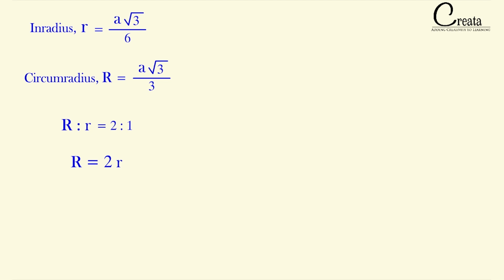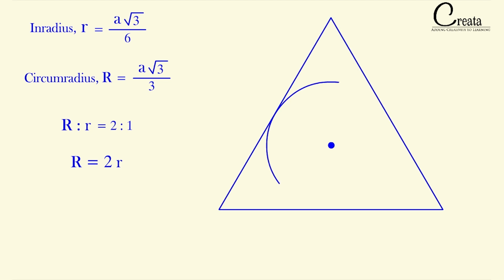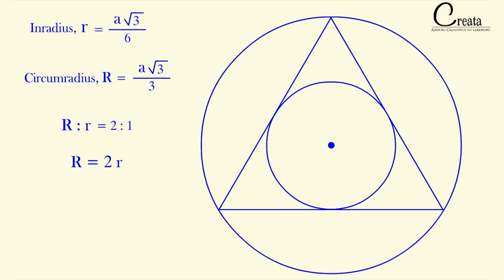Let's try to plot the inradius and circumradius for an equilateral triangle. For that, let's draw the incircle and the circumcircle. So this is the equilateral triangle and this is the incircle, the circle which is touching the three sides of the triangle. And this circle is the circumcircle. It is touching the three vertices of the triangle. The center point of both the circles is the same, as all the points are the same for an equilateral triangle. This is small r and this is capital R. Are you able to observe? This line segment is also the median of the triangle as well as the height of the triangle.